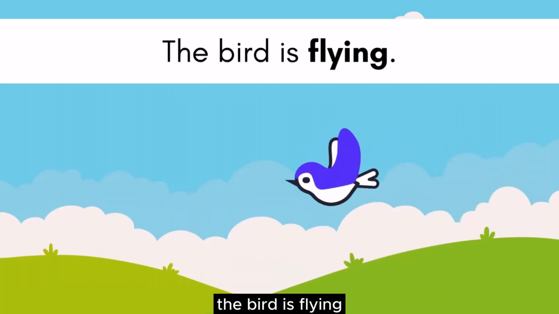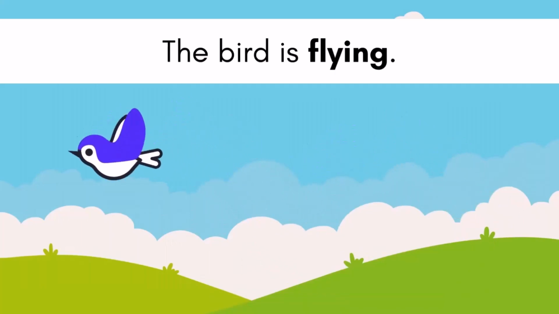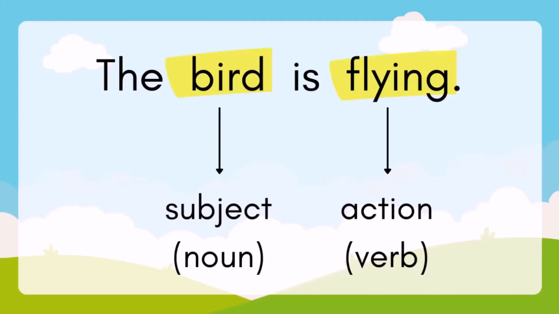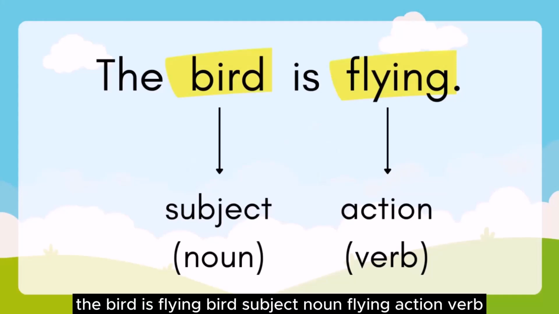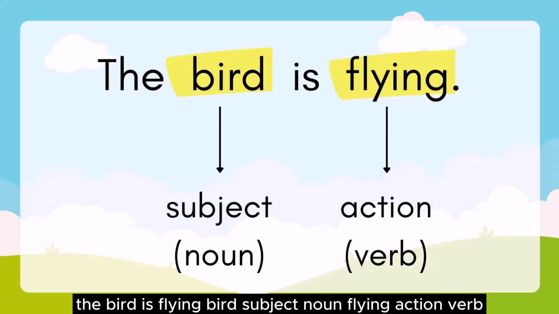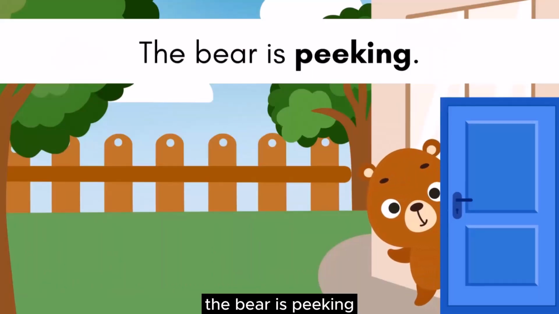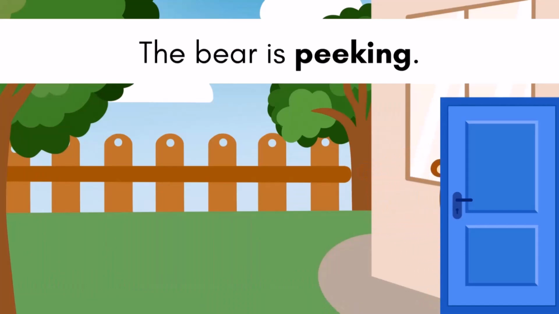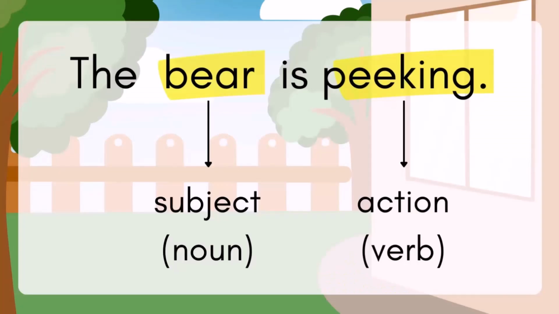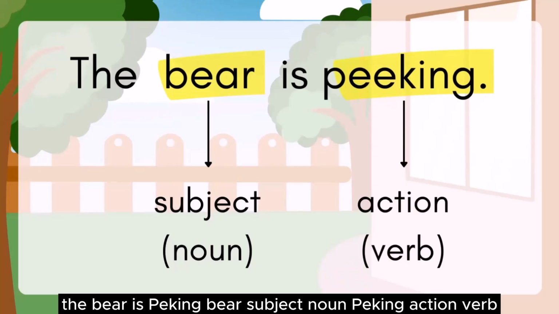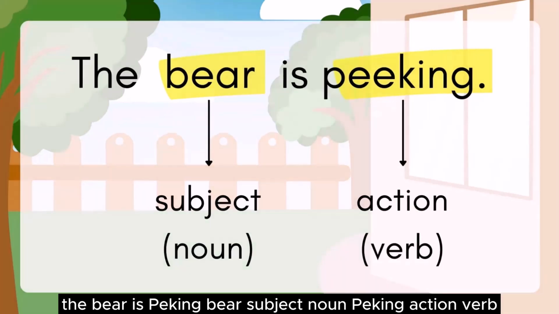The bird is flying. Bird. Subject. Noun. Flying. Action. Verb. The bear is peeking. Bear. Subject. Noun. Peeking. Action. Verb.